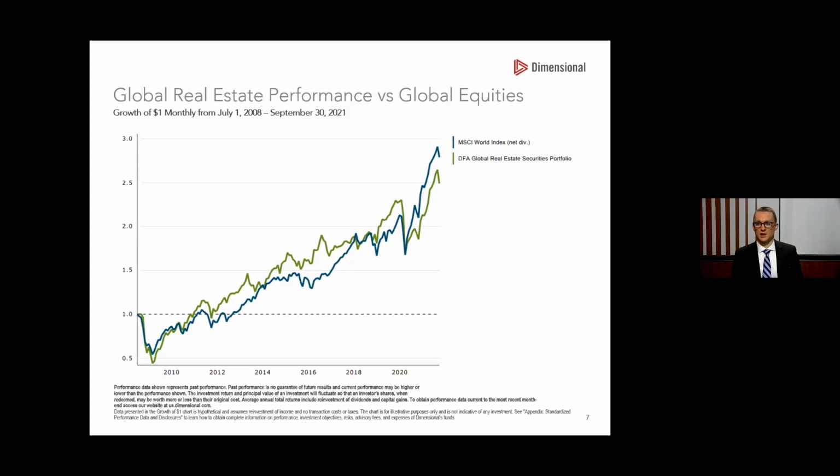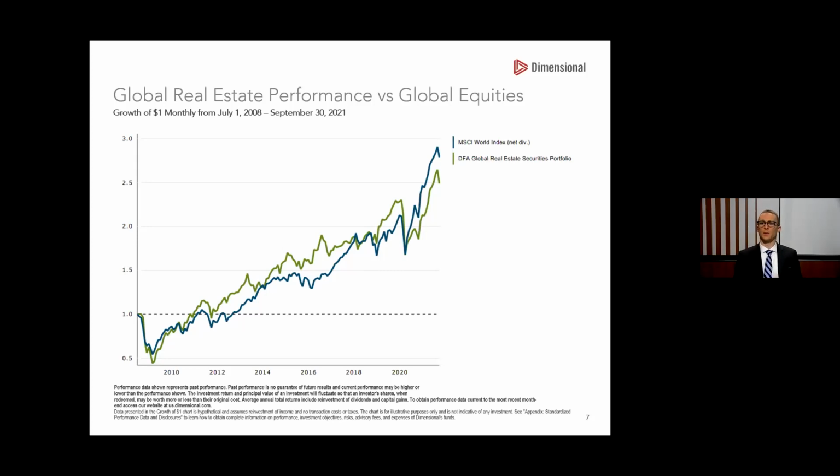And you can see exactly what's happened. You've got the green line, which represents the global real estate securities portfolio, and the blue line, which represents the MSCI World Index. You'll recall we did show you the characteristics of that before. About 2.2% of that index was real estate security, or REITs in particular. And of course, it's only looking at public securities.